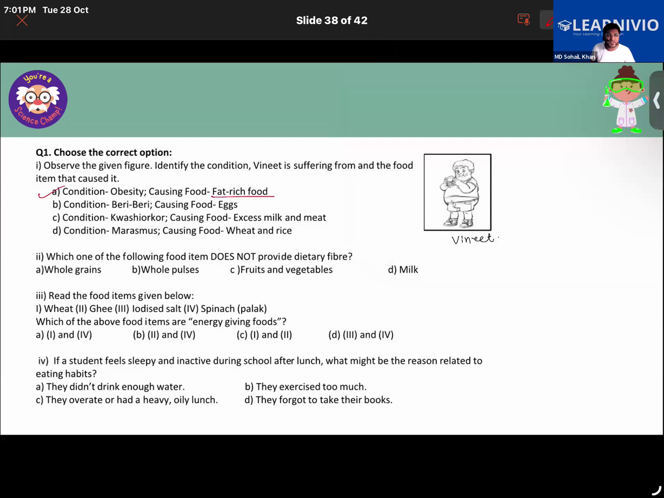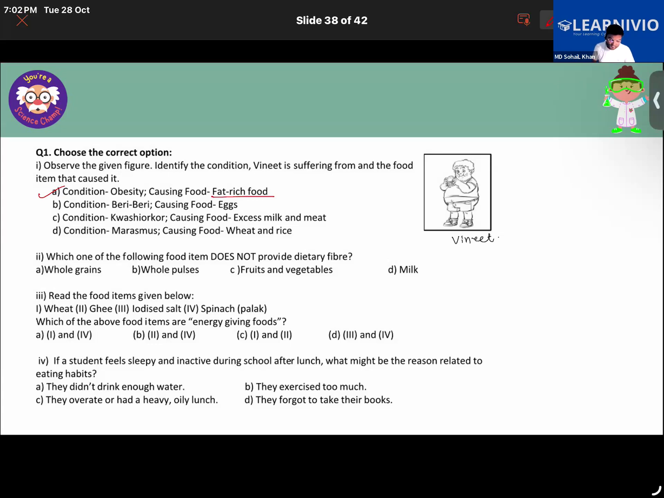Basically more fat-rich food items, like oily chips, pizza, burger, etc. They contain lots of fat. So one should avoid it. Okay. What is beriberi and how is it caused?